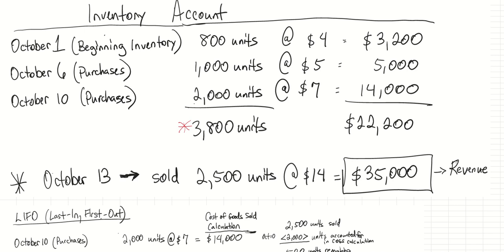3,800 units in the company's inventory, and they are all valued at a cost of $22,200. On October 13th, out of 3,800 units, 2,500 units were sold for $35,000 in total. That's the revenue recorded in the company's books. That doesn't change. What does change is the cost of goods sold that's going to be recorded in the books. The reason that differs from the FIFO method is because now we're using the LIFO method.